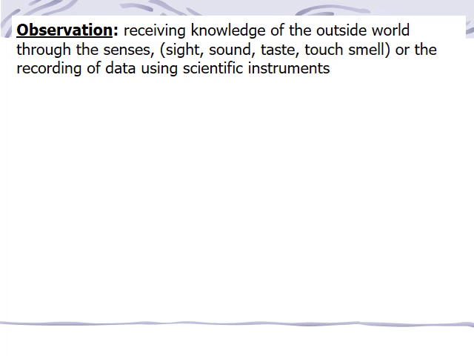So what is an observation? An observation is receiving knowledge from the outside world through your five senses: sight, sound, taste, touch, and smell, or using instruments like microscopes or telescopes or any other instrument to make recordings of data. So things like Geiger counters that record radiation even though you can't see, touch, taste, or smell it. All that stuff counts as an observation.